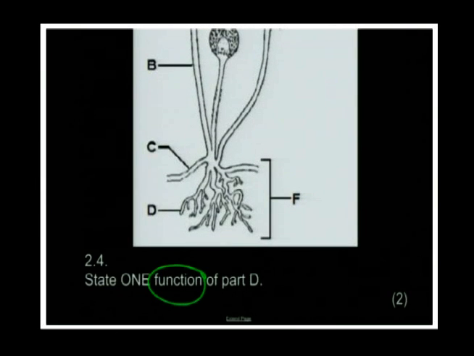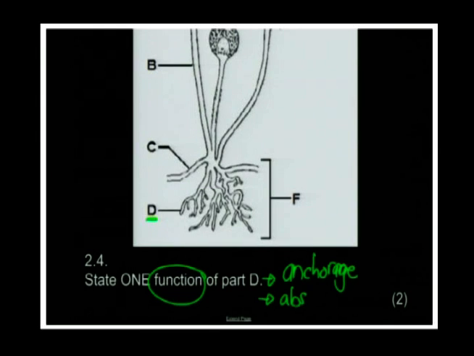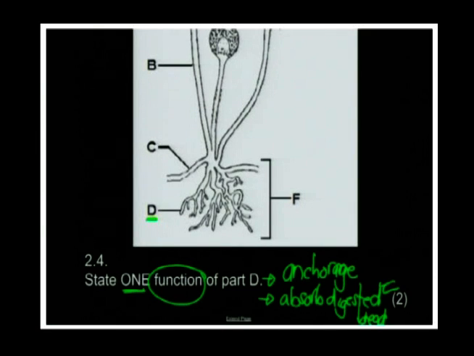One function of part D, and remember I mentioned that right at the beginning. You can, of course, say anchorage because it does hold the bread mold onto the bread. But more importantly, it's going to absorb digested bread. Remember, that is how the bread mold gets its nutrients: it gives off digestive enzymes, the bread is broken down, and the digested bread is sucked right back up again. One function, either one of those, for 2 marks.